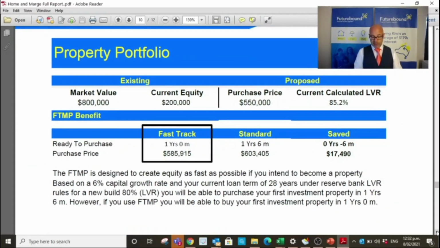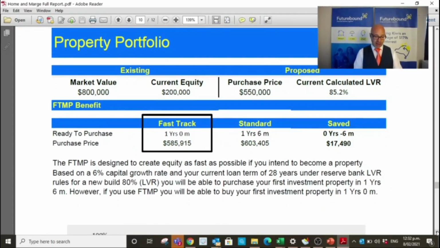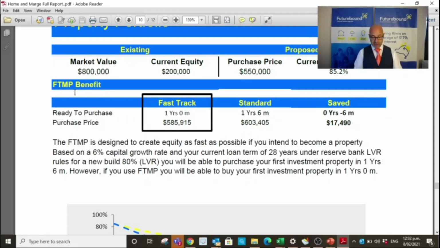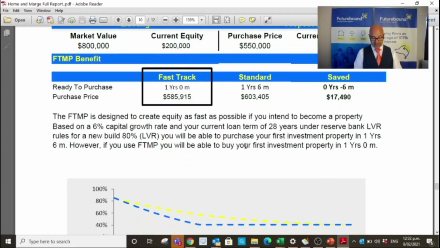Right, this is a property portfolio page just to show Homer and Marge what they've got the ability to achieve. So we'll see here that they've got $800,000. $800,000 is the value of their house, and remember they had a $600,000 mortgage, so they've got equity of $200,000. And we're going to look at the ability of them to purchase an investment property for $550,000.